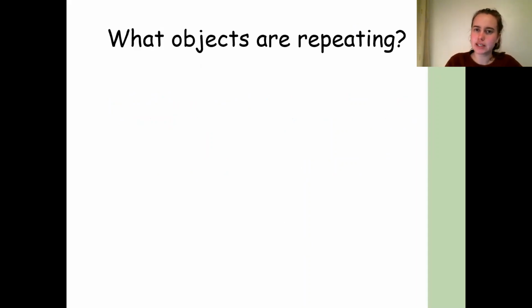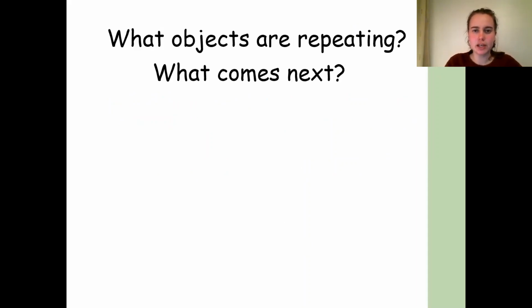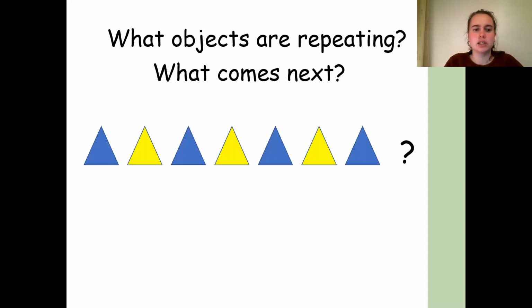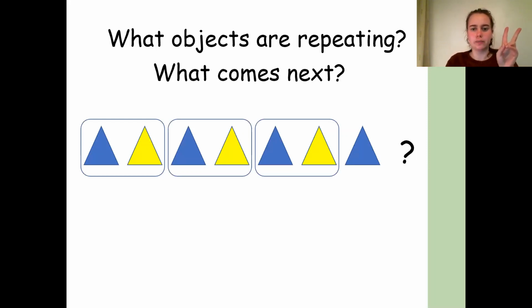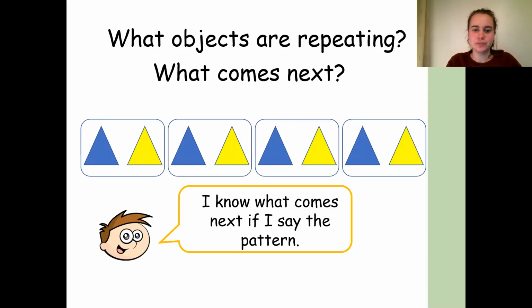So what objects in this are repeating? And can you tell me what comes next? So we've got blue triangle, yellow triangle, blue triangle, yellow triangle, blue triangle, yellow triangle, blue triangle. What's going to come next? It's repeating a blue triangle and a yellow triangle. So there we go. The blue triangle is the first part, so the next part must be the yellow triangle.